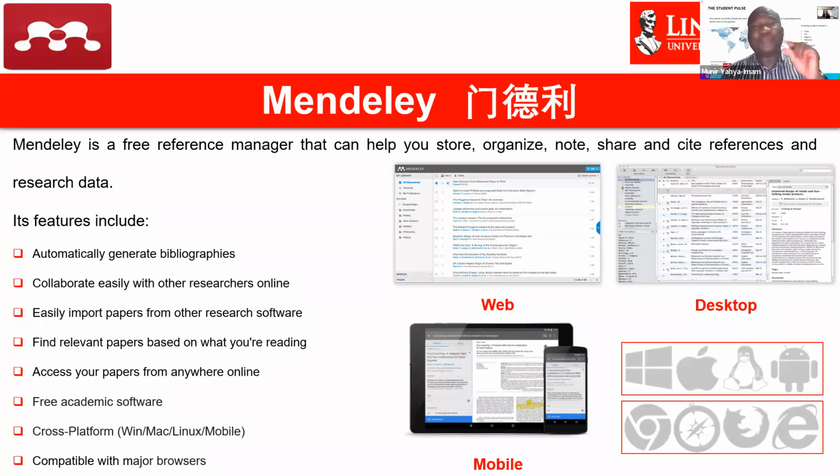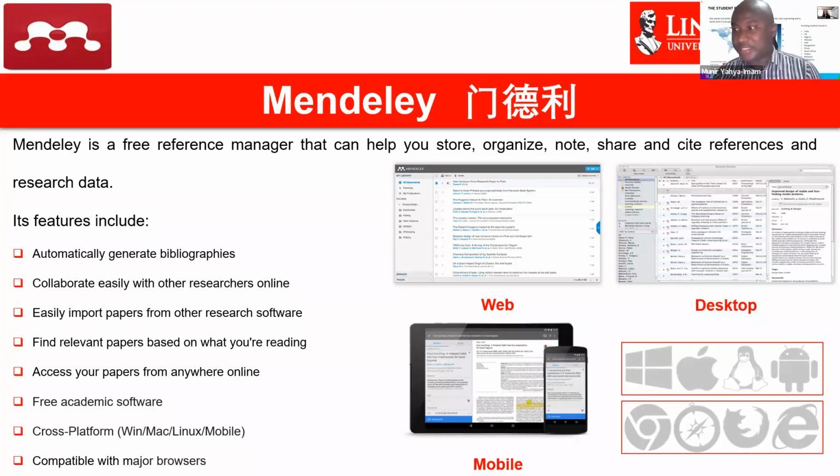The only thing is that you have to specify, for the first time, the location where you want your bibliography to appear. Okay. After that, for the next citation, the bibliography will be added automatically. So you don't have to do any other thing. So automatically generate bibliographies. Then collaborate easily with other researchers online.